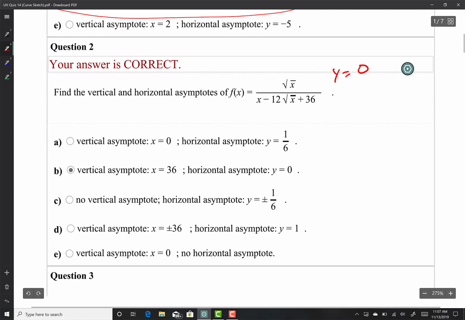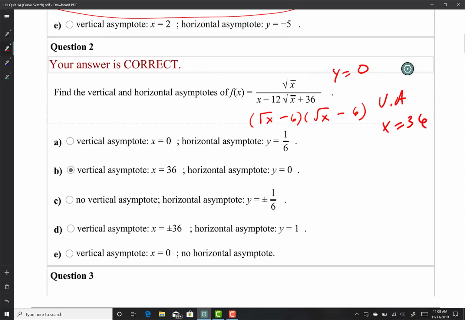Now, I can factor the bottom. The bottom, x minus 12 square root of x plus 36, is the same thing as square root of x minus 6 times square root of x minus 6. The only way to get 36 is 6 and 6, and I want them to add up to -12, so they both have to be negative. So I have a vertical asymptote at x equals 36, guys, because that's where this function is undefined.